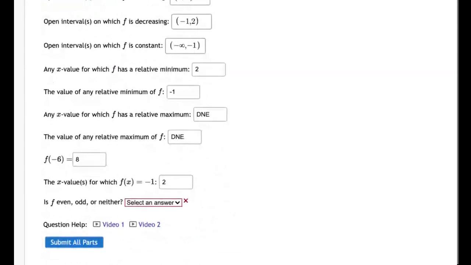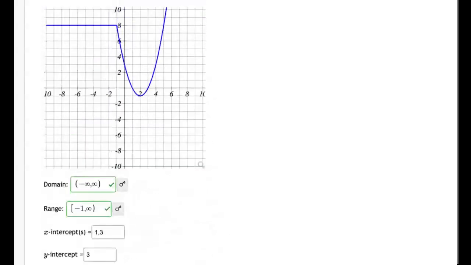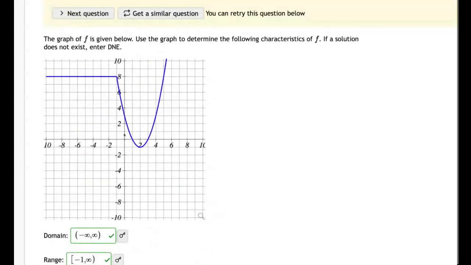Last thing says even, odd, or neither. For even, we know that it has y-axis symmetry. So if I fold it hot dog style, it doesn't match. So that's not going to work. X-axis symmetry would be folding it this way, not going to work. Odd means it has origin symmetry. So if I fold it both ways, X and Y, it'd be the same thing in this quadrant, same thing in this quadrant. There's no symmetry here. So because there's no symmetry, it's a wonky graph, it's going to be neither.